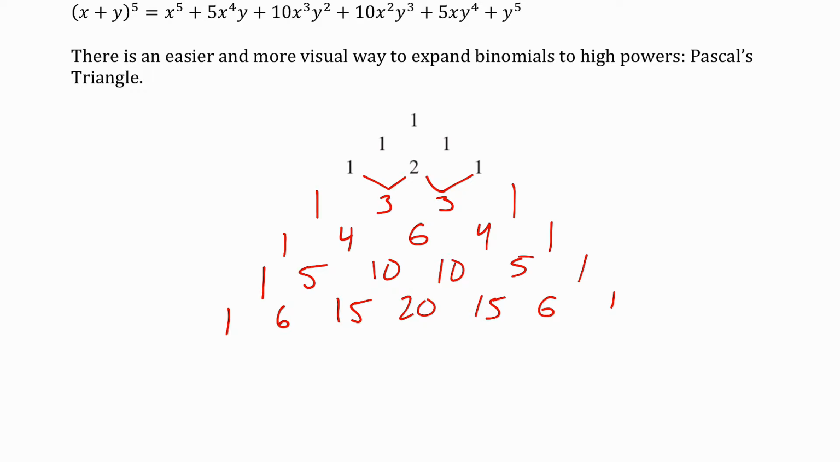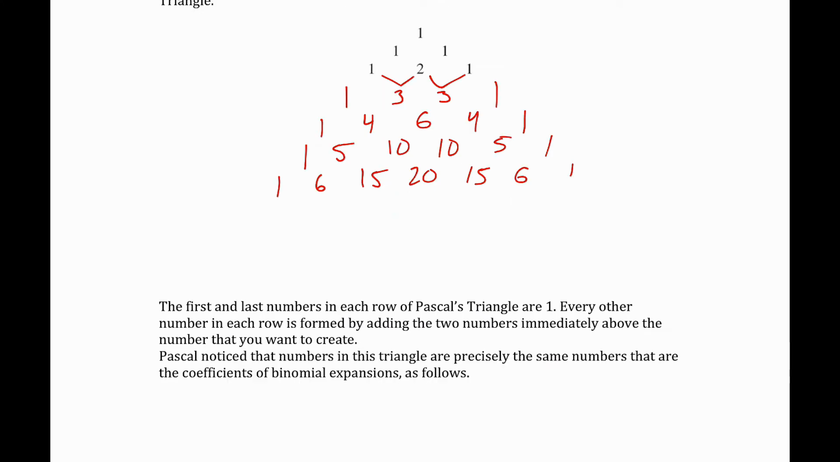Now, just a quick reminder, summarizing what's at the bottom here. The first and last numbers of each row are 1s. Every other number is formed by adding the two numbers immediately above it. Pascal noticed the numbers in this triangle are precisely the same numbers that are the coefficients of our binomial expansions, as follows on the next page.